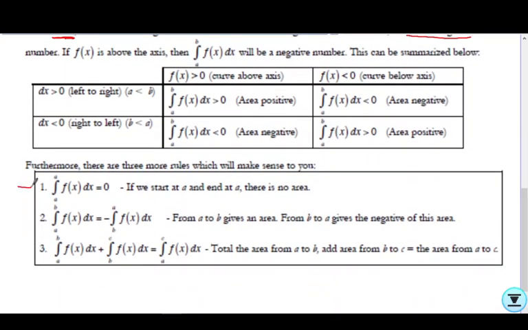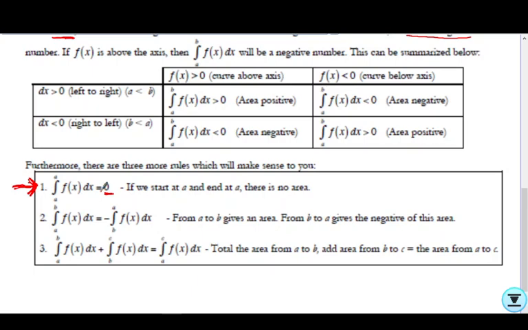Rule number one. This is one of those duh moments. If we're dealing with the integral from a to a, remember, we're talking about area. If we're talking about the area that starts at a and ends at a, we're talking about no area. So that's automatically 0.